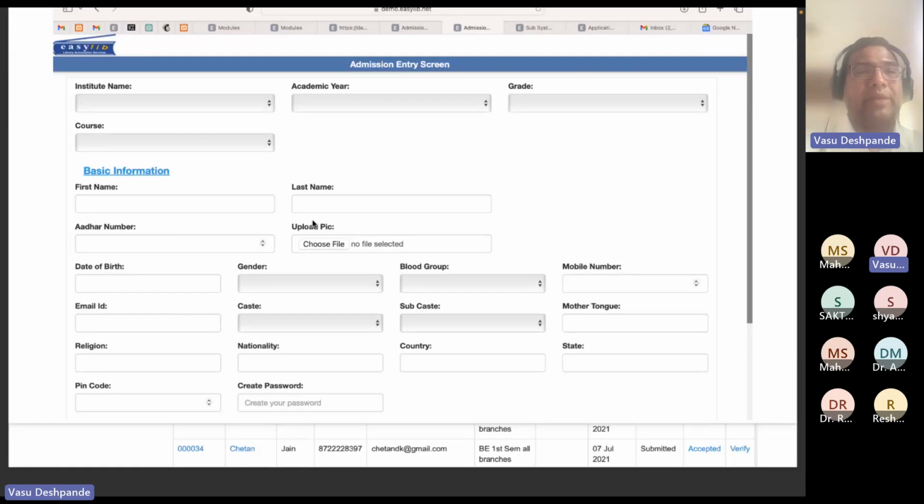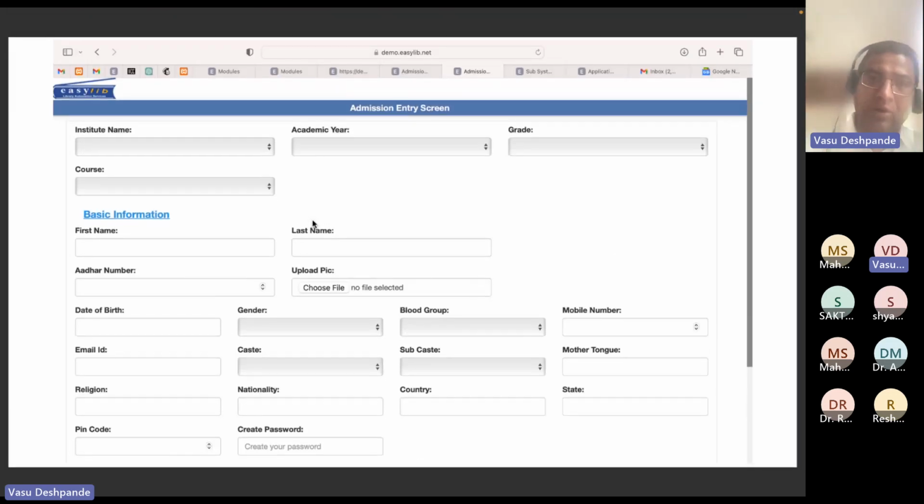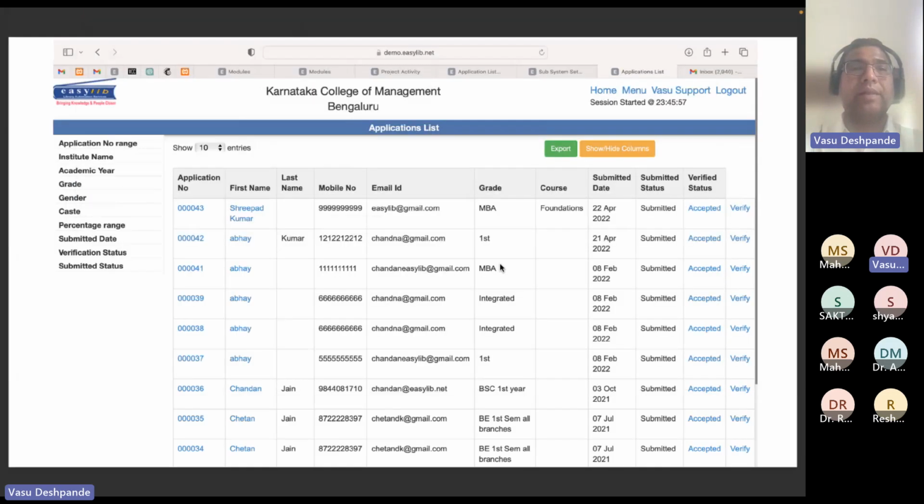So the complete application form is over here. It goes down below for 3 or 4 pages. Again, there is an ability to customize. So you take the application form here, right? Once the students fill in the application form, when you are logged in as an administrator, right?